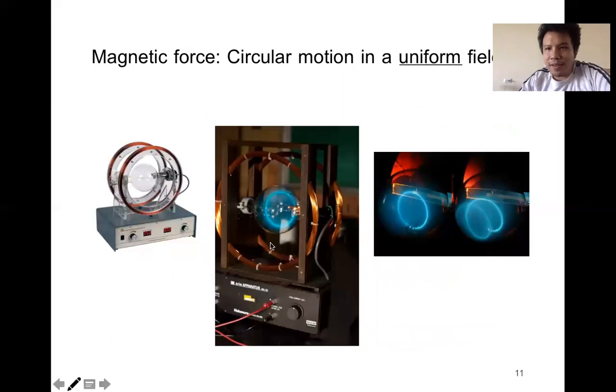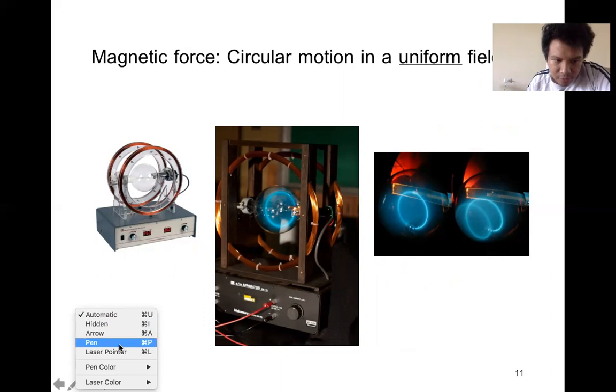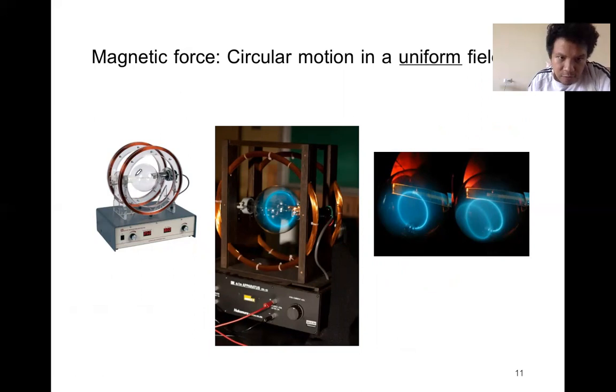Okay, so this is what we actually observe when we try to accelerate the electron in the magnetic field. From this apparatus, this coil can generate the magnetic field that passes through the coil like this. From this picture, the magnetic field is passing through the coil.